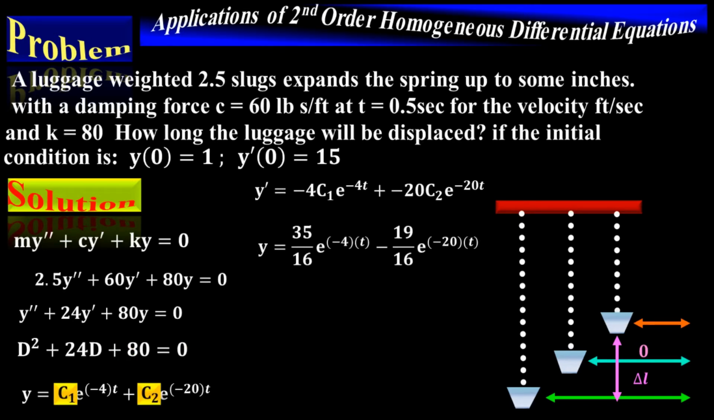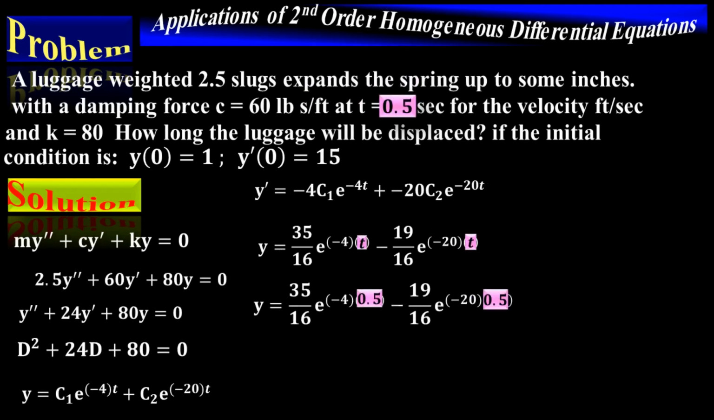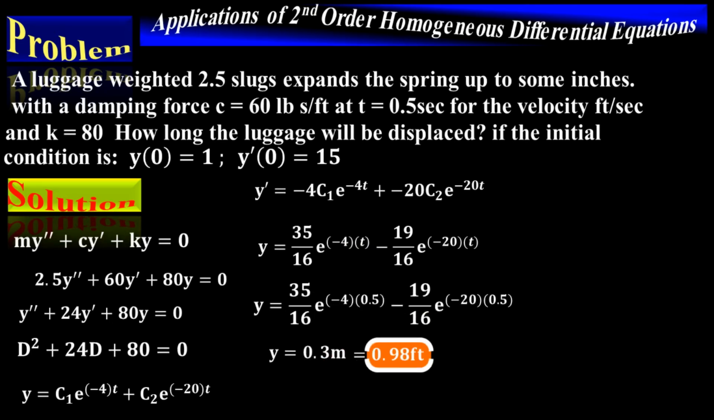Just put these values for c sub 1 and c sub 2 here. Another challenge was, after 0.5 seconds, how long will the luggage be displaced. Just substitute the value of t equals 0.5 second. Simplify the equation, you will get y equals 0.3 meter. Change 0.3 meter into feet, which equals 0.98 feet. So the luggage will be displaced up to 0.98 feet after 0.5 seconds.